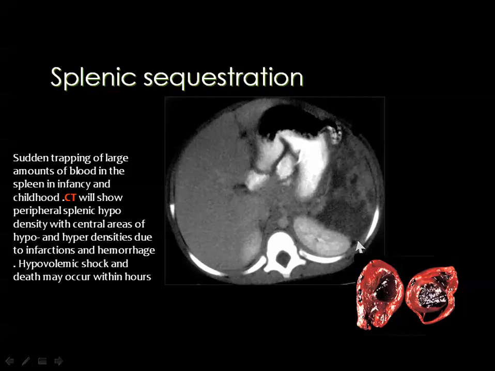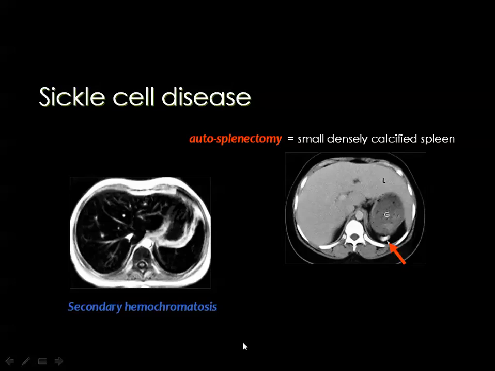And this is the case of splenic sequestration, and this is the specimen showing the trapped blood within the splenic tissue. In these cases, the patient is known to have sickle cell anemia and presents in acute condition with enlargement of the spleen and mottled appearance, being hyperdense due to trapped blood and hypodense due to ischemic splenic tissue.